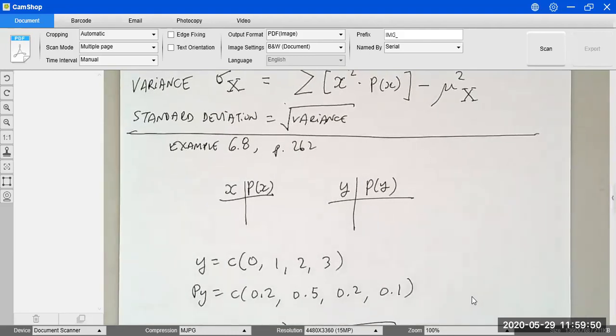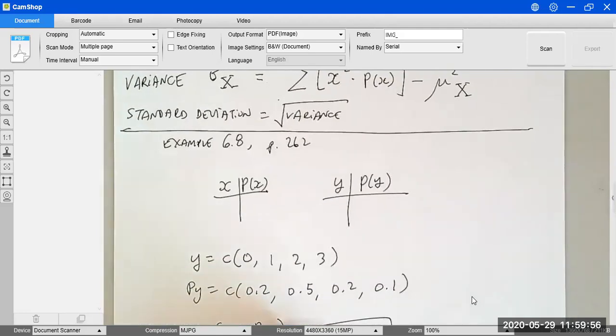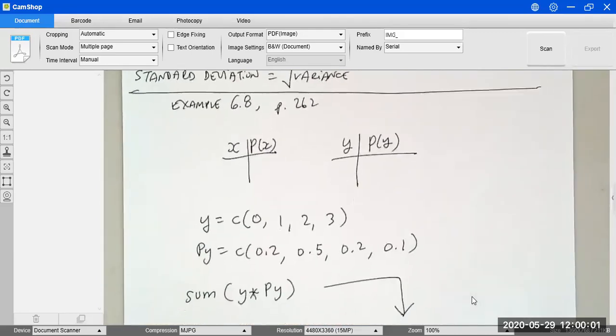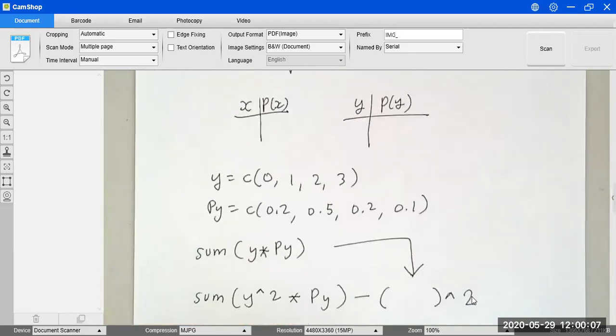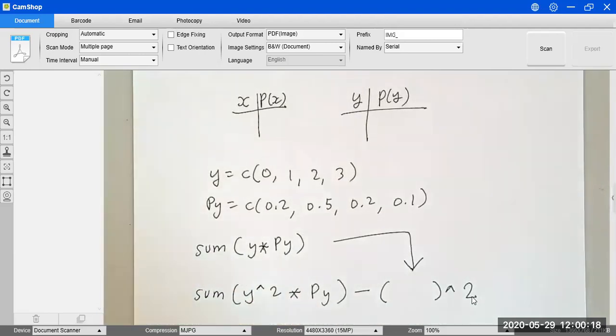So I'm going to enter y equals and the four values that are in that probability distribution, and also the corresponding four values of probability, and then we're going to find the mean first by applying the formula y times p of y, and when we find that value we're going to put it here. Then we have to compute the sum of the squares of y and the corresponding probabilities.